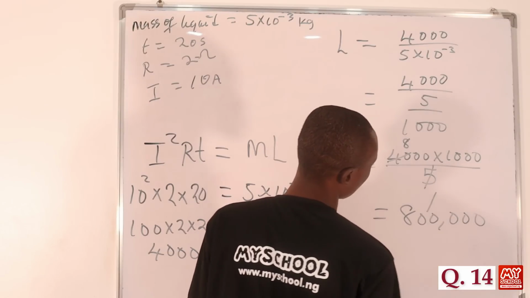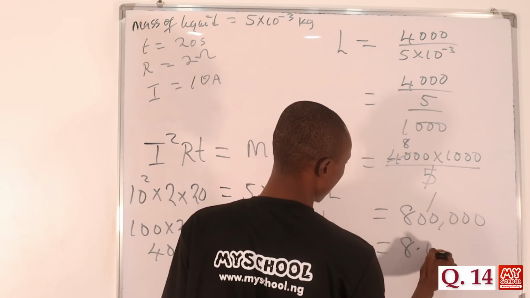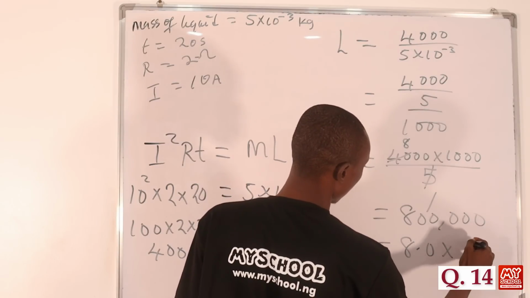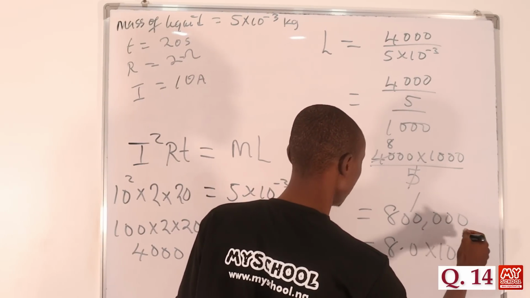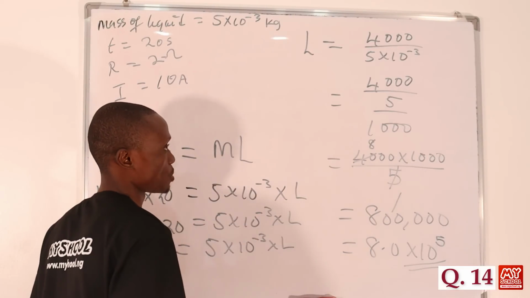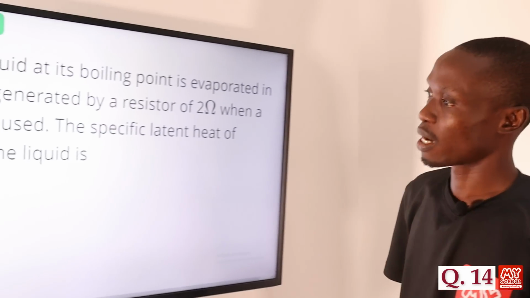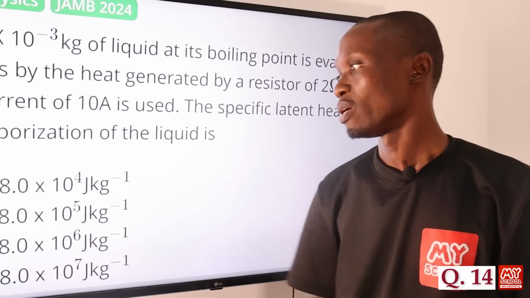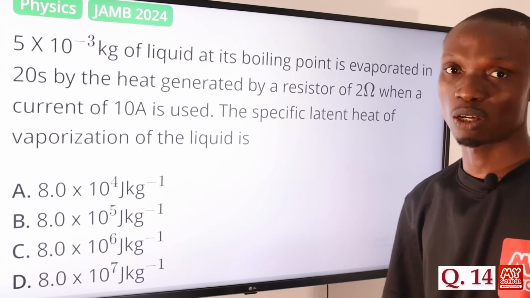Okay, so the 800,000 we can put it in standard form, so that we'll be having 8.0 times 10 raised to power 5. Okay, so let's return back to the screen to pick the correct answer to this question. Okay, and that would be option B, 8.0 times 10 raised to power 5 joule per kilogram.